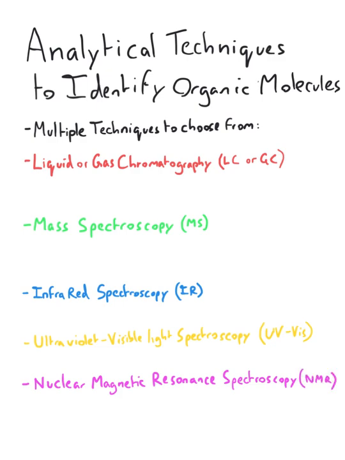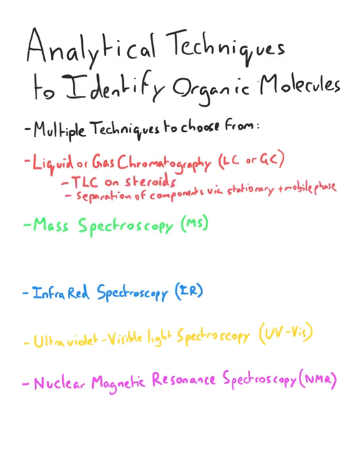Liquid or gas chromatography are both like thin layer chromatography on steroids. They separate the components of a mixture by having a mobile phase and a stationary phase. The mobile phase is either a liquid or a gas. Of course, just like TLC, you require a standard to compare your results with to truly know what you are looking at.